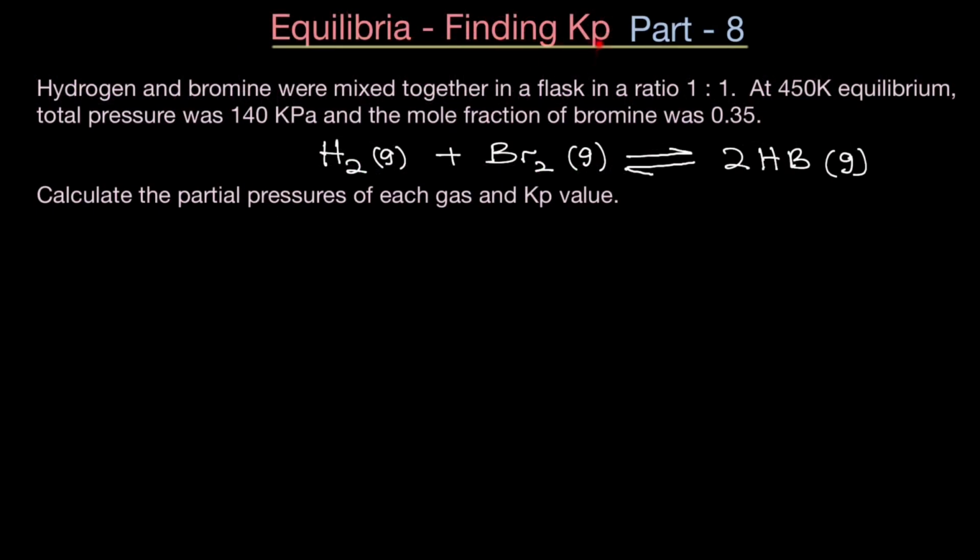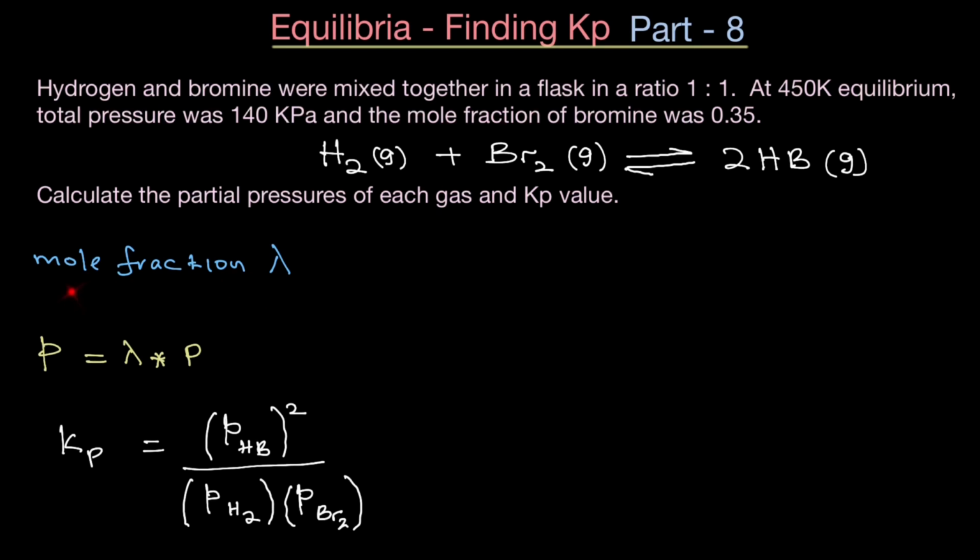Equilibria, finding Kp, part 8. Hydrogen and bromine were mixed together in a flask in a ratio 1:1. At 450 Kelvin temperature equilibrium, total pressure was 140 kilopascal and the mole fraction of bromine gas was 0.35. Hydrogen gas plus bromine gas giving 2 hydrogen bromide gas. Calculate the partial pressures of each gas and Kp value.